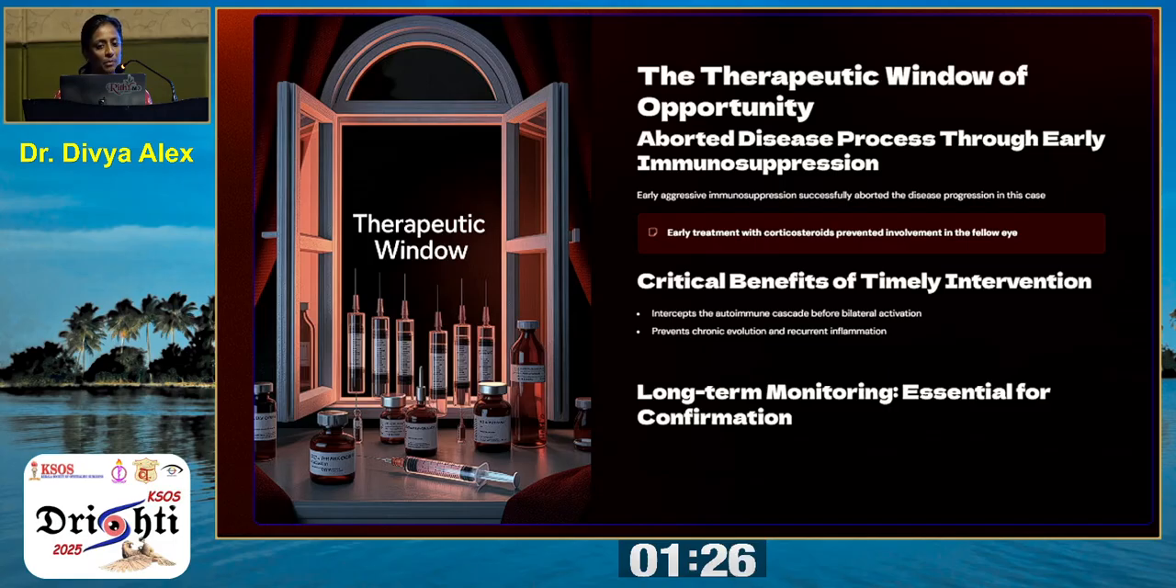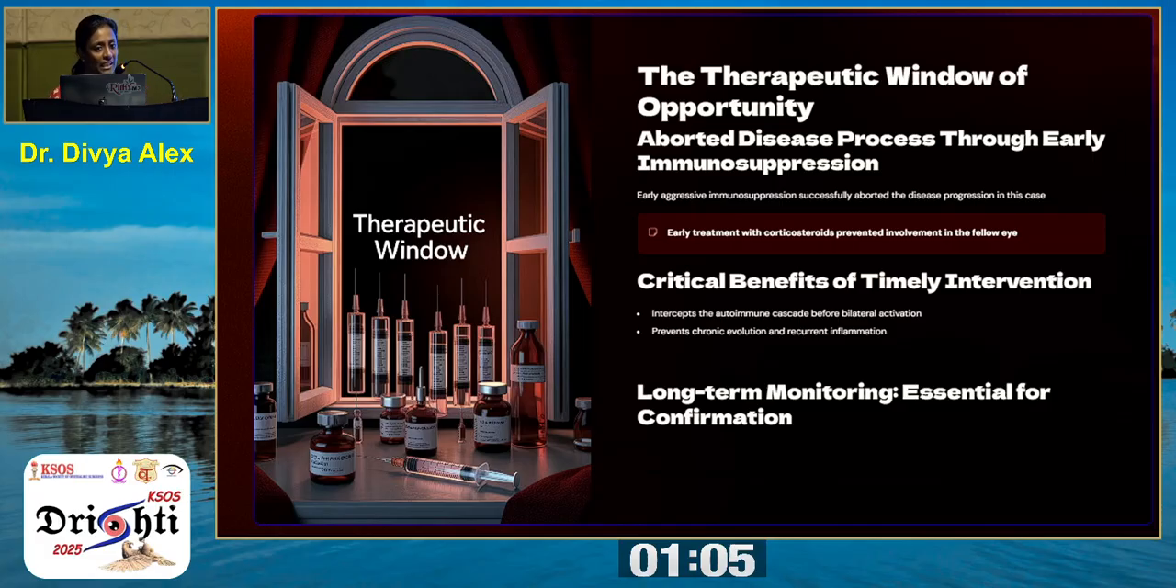That is, these patients might have presented to you early and you have aborted this disease process with early aggressive immunosuppression. So there are clinical benefits of timely aggressive intervention. It can also prevent chronic evolution and recurrent inflammation. But the story is not yet over. Long-term monitoring is definitely needed for confirmation.